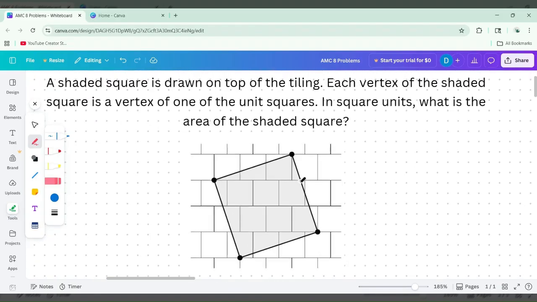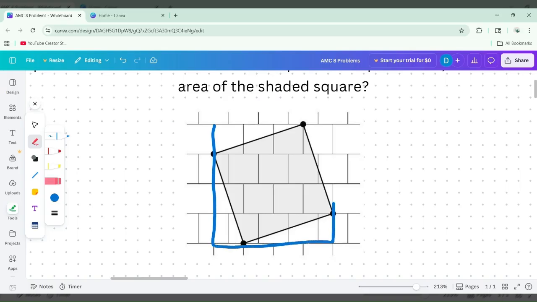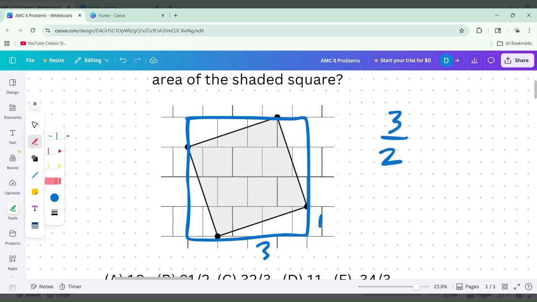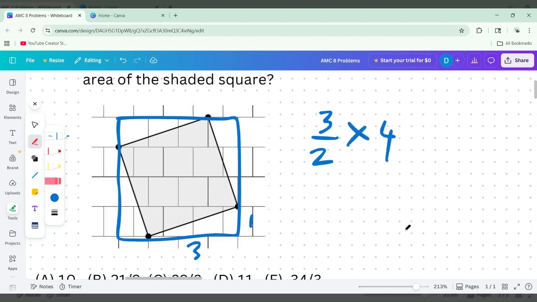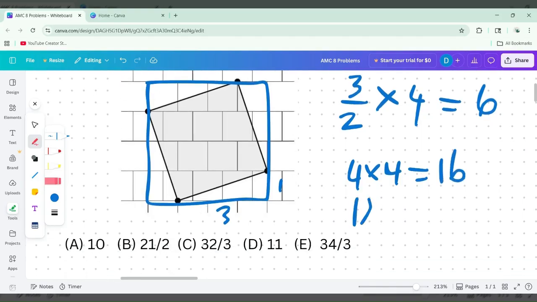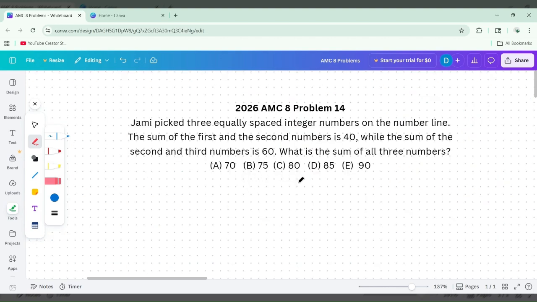Problem 13. So as you see here, we can draw a larger square around the slanted square, and we have a side length of 1, side length of 3 for the triangle. So that means the area is 3 over 2. And each of the triangles are the same, so we multiply by 4. The area of the triangles is 6. So we want to find the area of the larger square now. So we can subtract the area of the triangles to find the slanted area. So we know that the side length of the square is 4, so that means the area is 16. 16 minus 6 is equal to 10. That is the area of the slanted square. A.